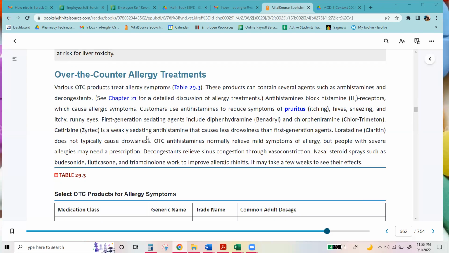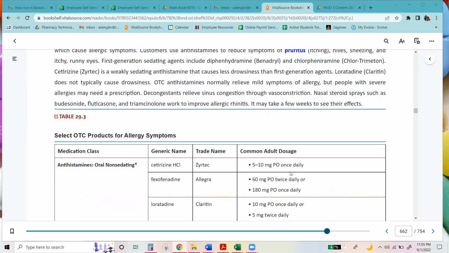Zyrtec is a weakly sedating antihistamine that causes less drowsiness than first generation agents. So typically you should be able to take Zyrtec or Claritin and be totally fine to go about your day. However, if you take Benadryl or chlorpheniramine, that might not be the case, depending on how used to taking it you are and stuff like that. OTC antihistamines can relieve mild symptoms of allergies, but severe allergies may need a prescription.